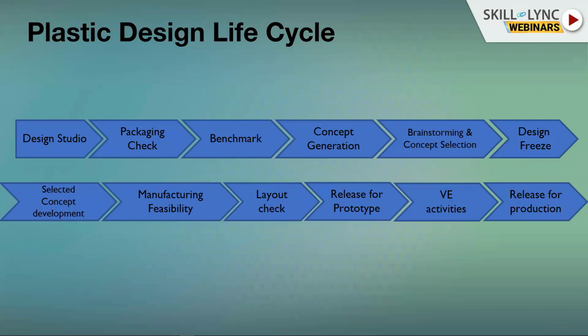After that, there will be a manufacturing feasibility check, like defining the tooling direction for the core and cavity. And then there will be a layout check, where you put all your parts in the 2D drawing, defining sections, attachment sections, and how the part is connected to the structure or to the interfacing parts. And then there will be a release for prototype. So the part will be developed as a prototype, and then the physical testing will be done.